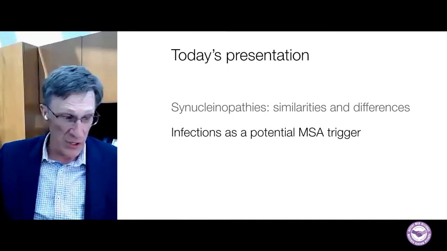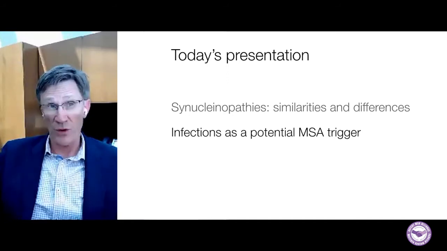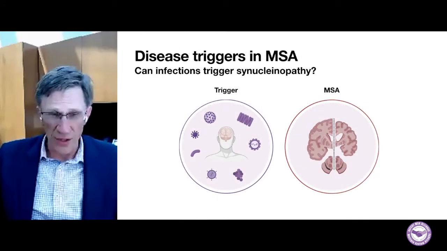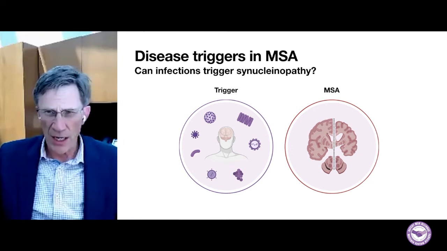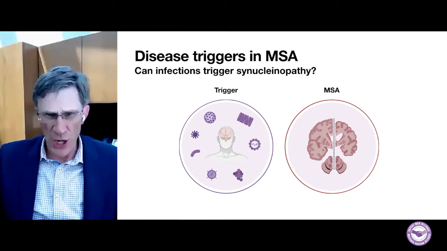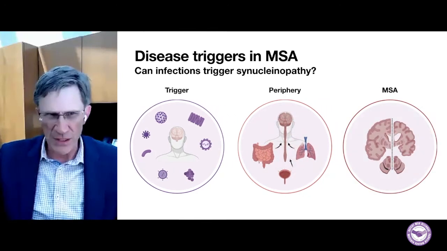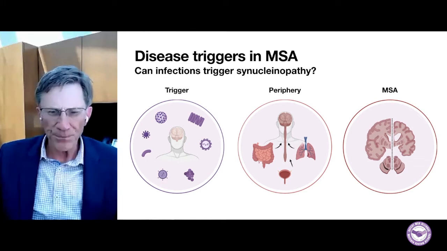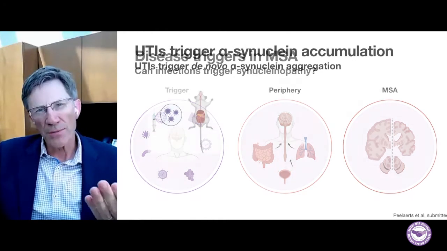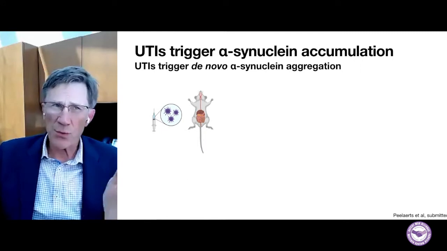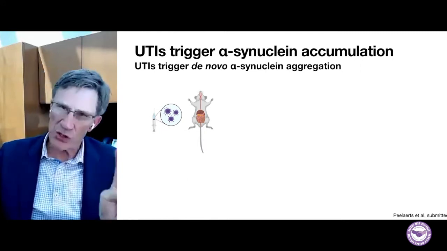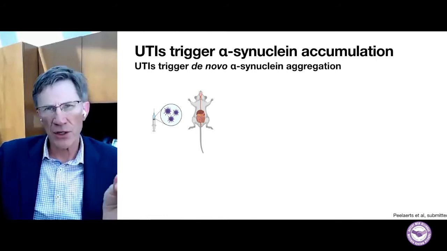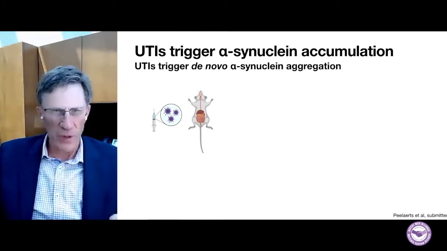And this is super interesting because it's not something we traditionally would imagine. So here we come back to the two circles, looking at the trigger and asking, how does it get to the brain? Well, it has to go via the periphery. If it's an infection, we don't think the infection affects the brain primarily, but something in the periphery. So about 3-4 years ago, we started exploring if UTIs, which stands for, of course, urinary tract infections, could trigger alpha-synuclein accumulation. And we've done a lot of experiments.